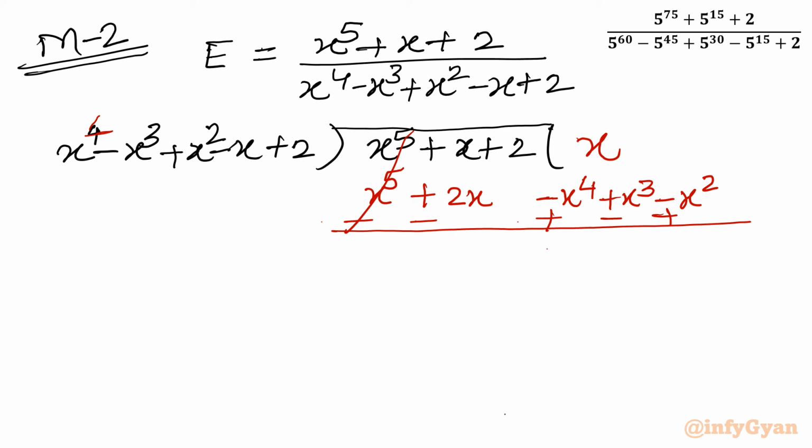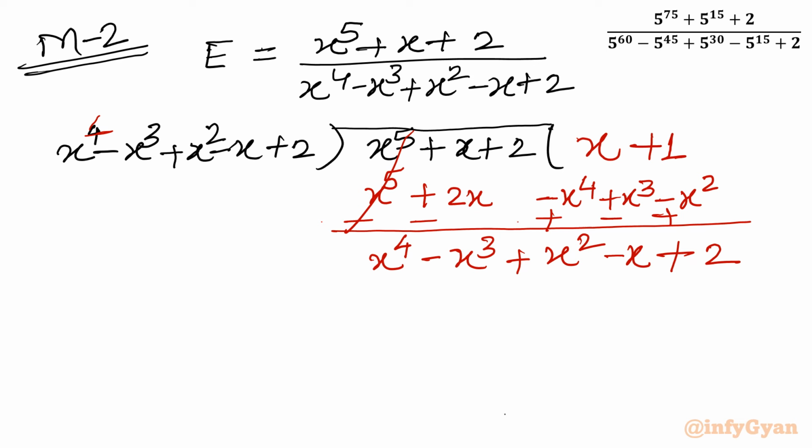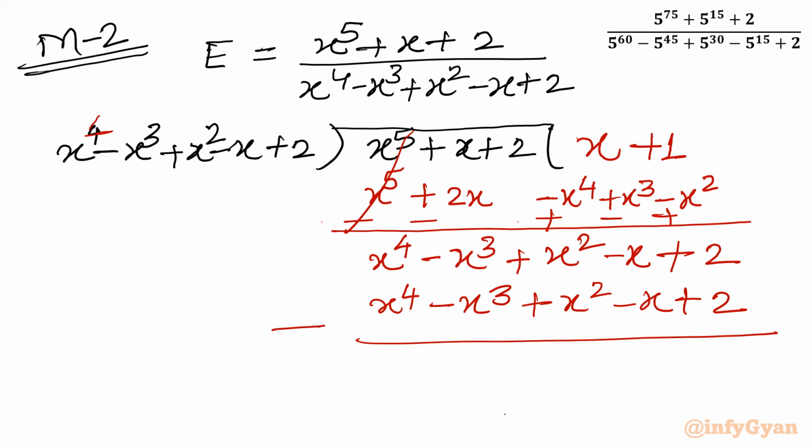So what is left in the decreasing order? x power 4 minus x cube plus x square, and then x term, it is minus x, and then plus 2. Now see, it is same as divisor. So I will write one time only, and same divisor will be here: x power 4 minus x cube plus x square minus x plus 2. Remainder will be 0 once I change its sign. So I will cancel these.